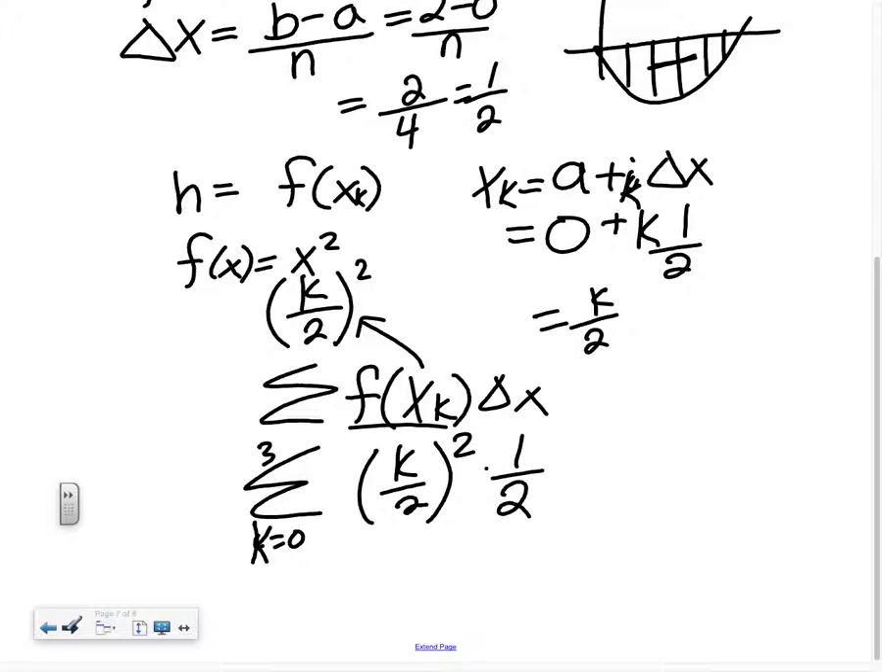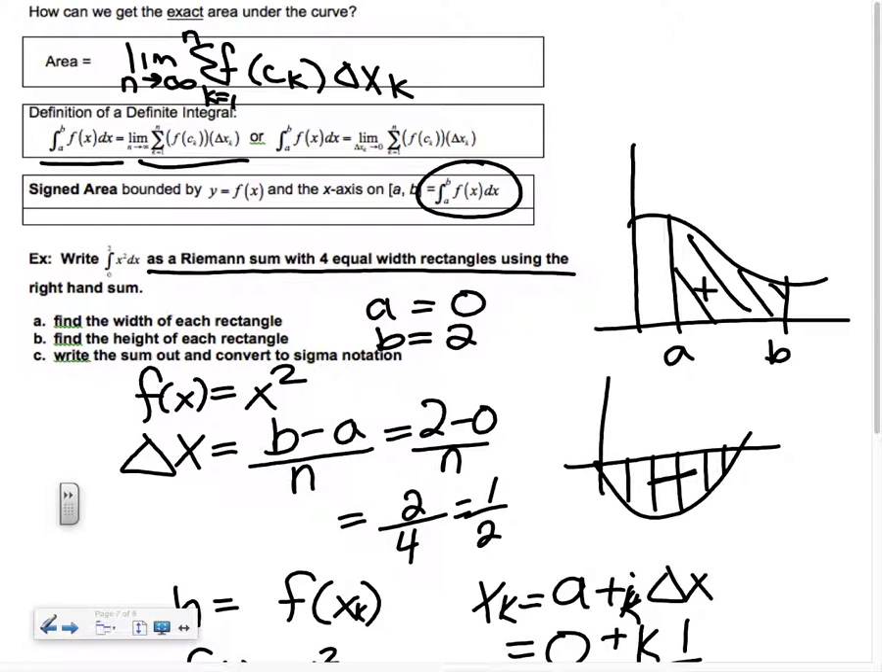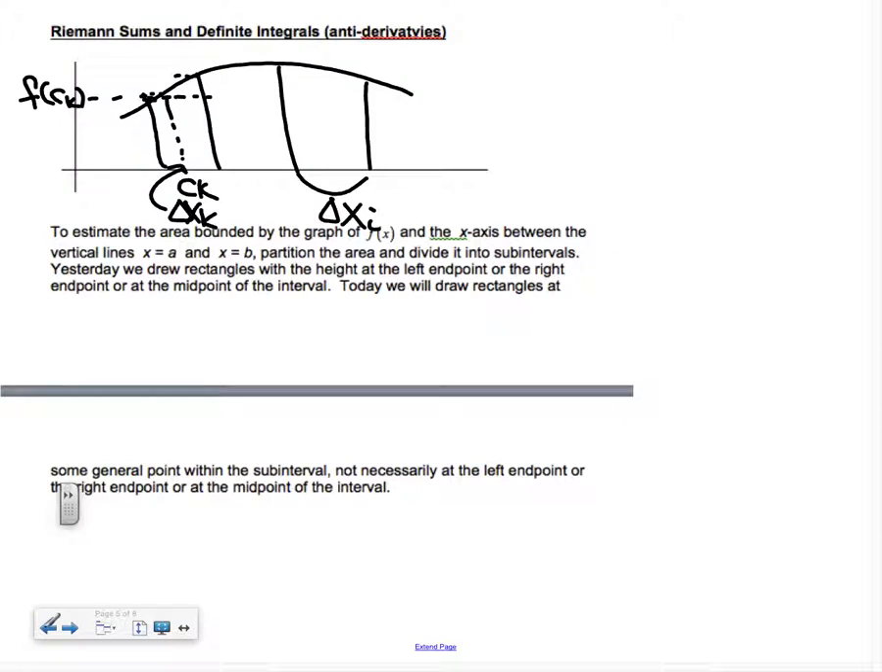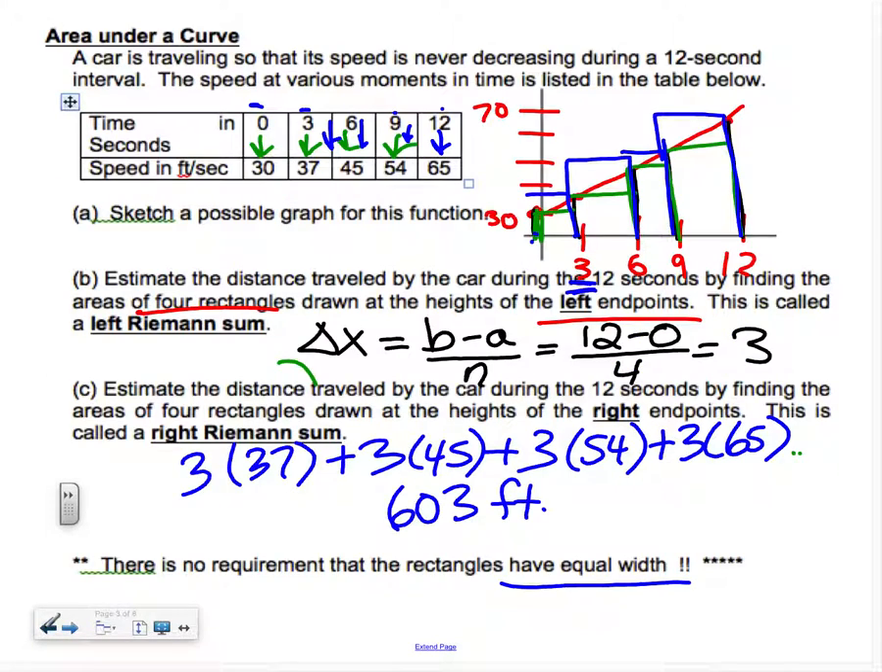And we'll talk more about this. Don't freak out about that too much right now. All right, so that's today. We'll talk more about Riemann sums tomorrow. I just wanted to introduce that today. The main thing is you should be able to get a Riemann sum from a table.